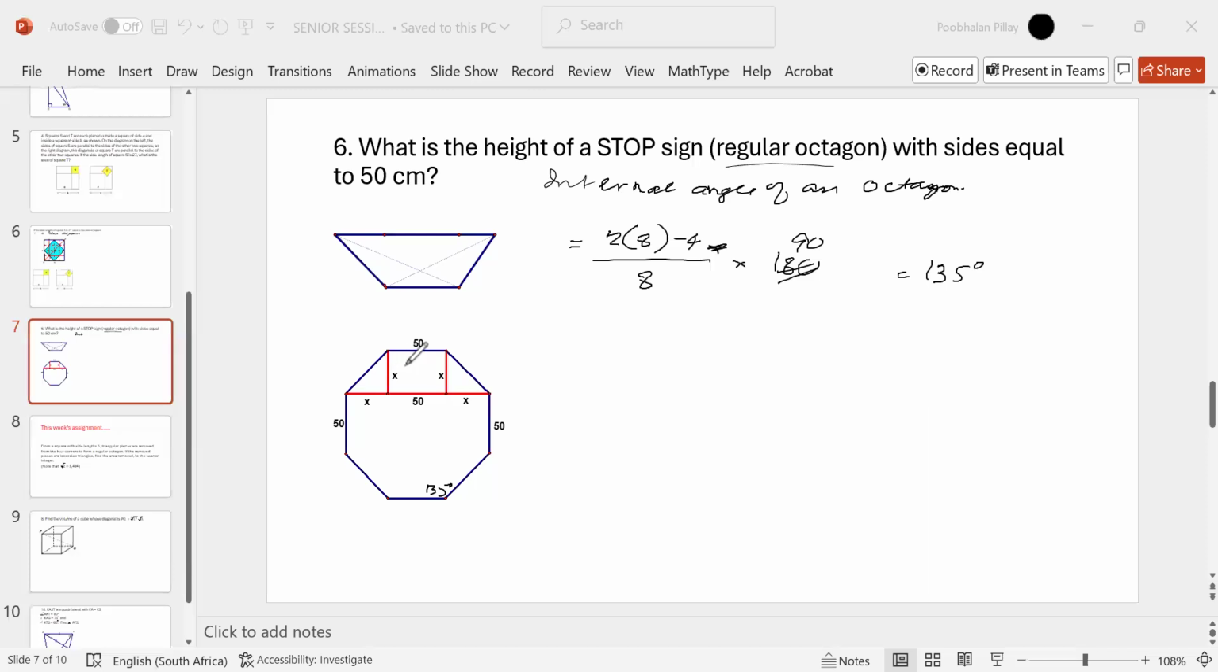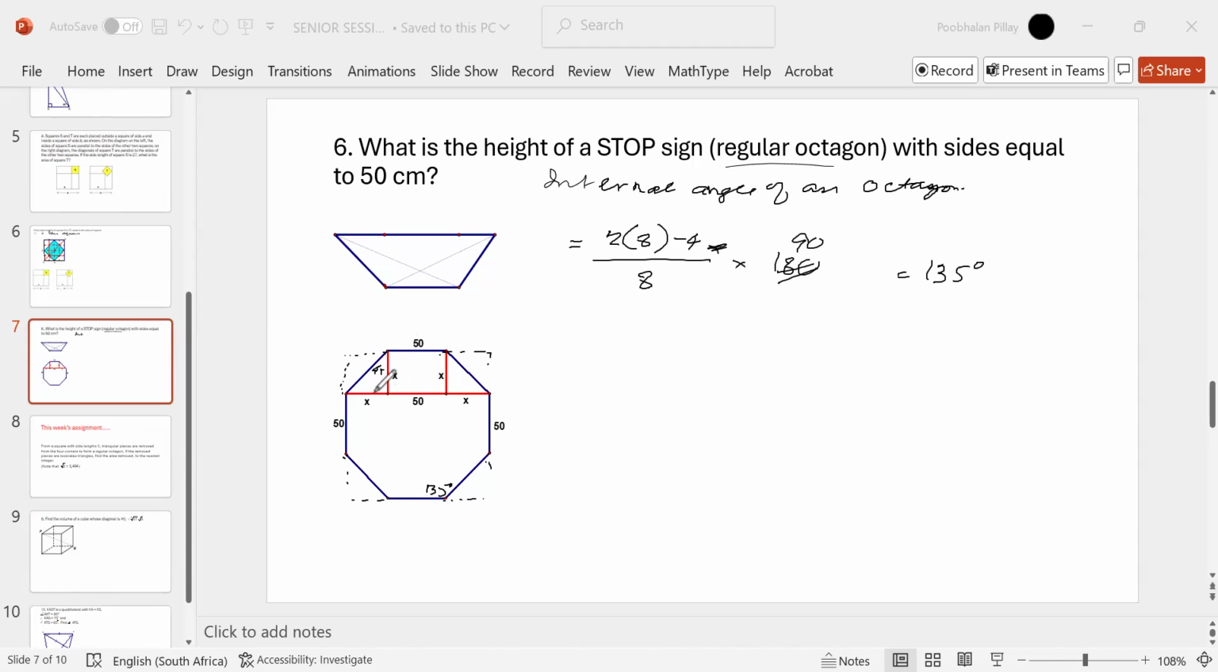Now, actually, what has happened here is that if you extend this thing, you'll see the octagon is actually obtained by cutting off the corners of some square. See? And in the square, the diagonal bisects the opposite angle. So this angle here is 45 degrees.